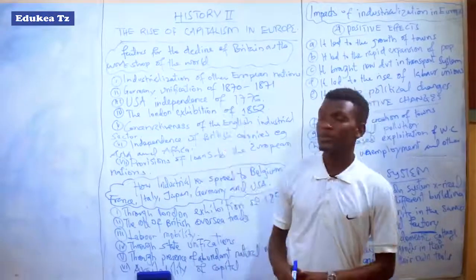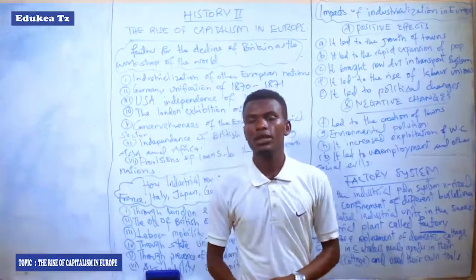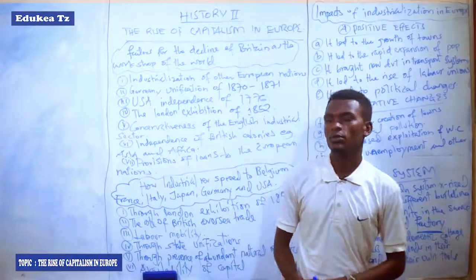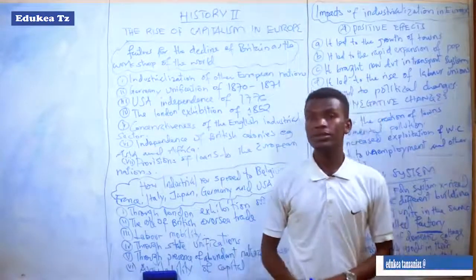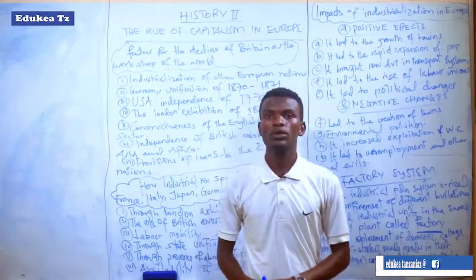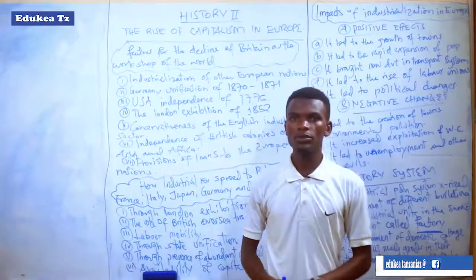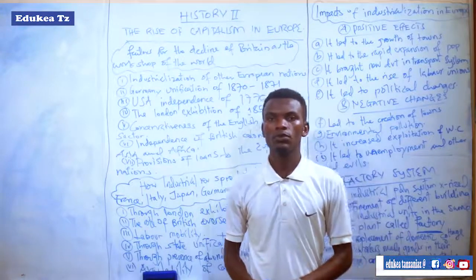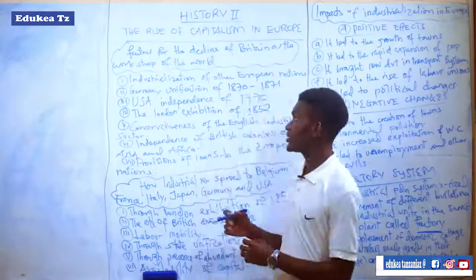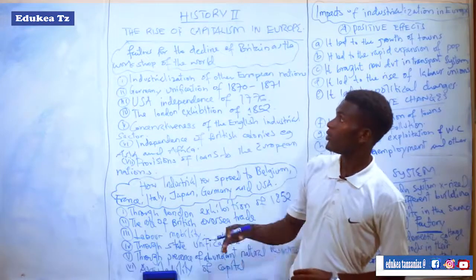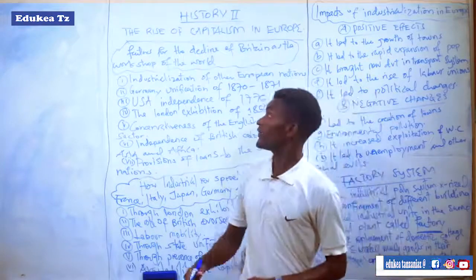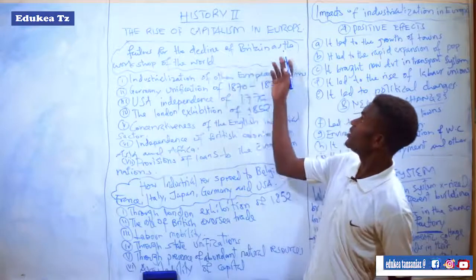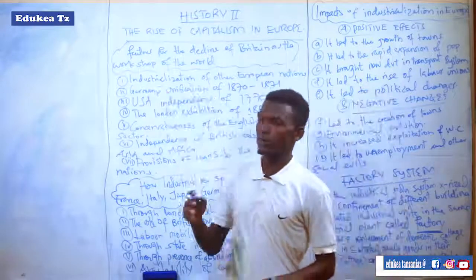We are proceeding with our topic, which is the rise of capitalism in Europe. In the last session, we ended on the rhythm that made Britain to be referred as the workshop of the world. Welcome to this session, whereby we are going to proceed with the factors for the decline of Britain as the workshop of the world.